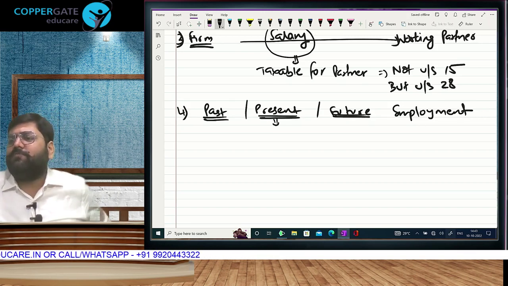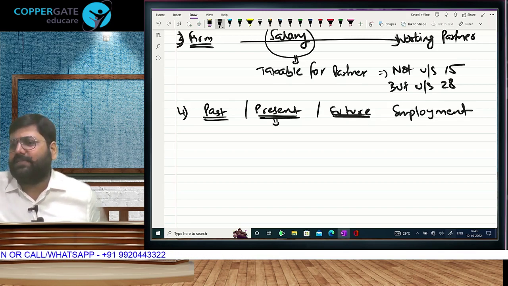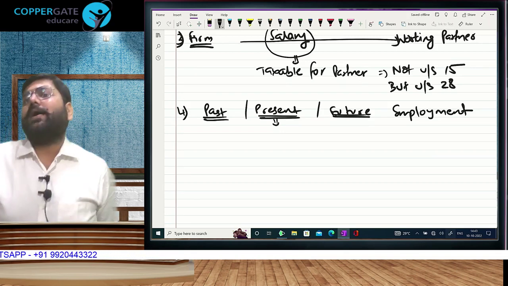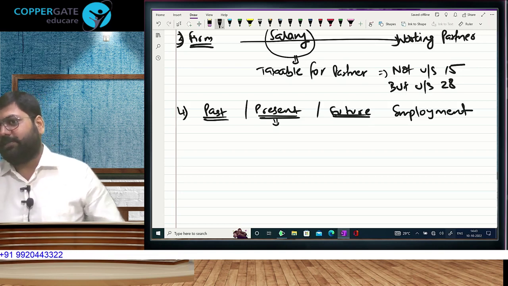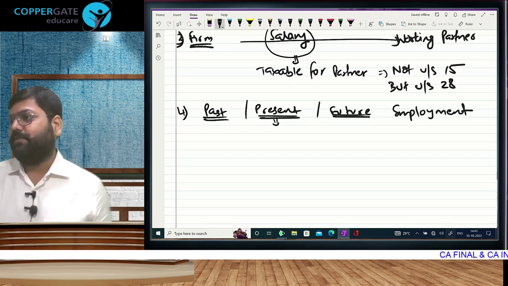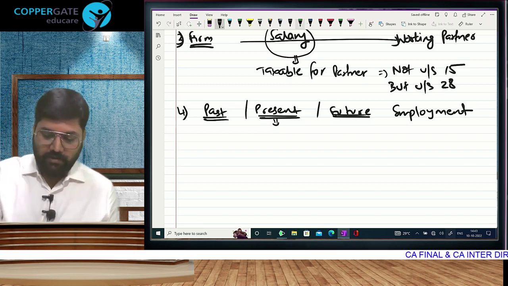You are working for a company ABC Limited and every month you are getting salary. You don't need an example for this. Your employment is going on and you are getting that salary in the course of that employer-employee relationship, taxable under salary. But what do you mean by the other two? At least I should clarify this. Future employment.